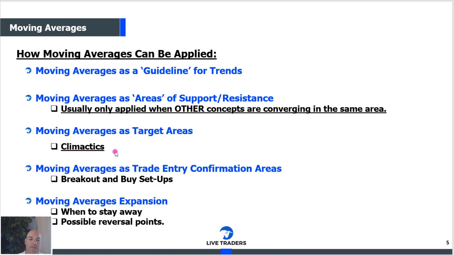And then last but not least, moving averages expansion. You're like, what does that mean? When to stay away for possible reversal areas, okay? You'll start seeing, for example, the 20 MA and the 50 MA start to diverge away from each other in a significant manner. And again, don't worry, there are examples of these in just a minute.